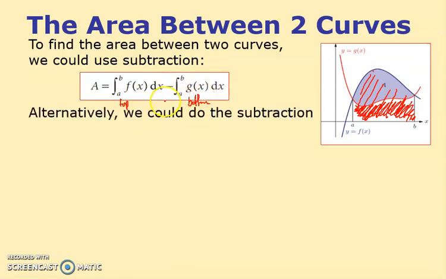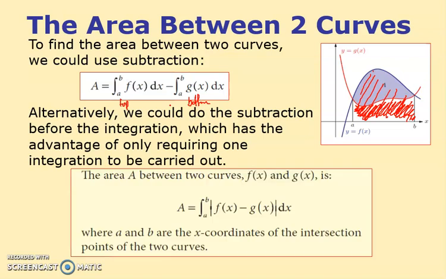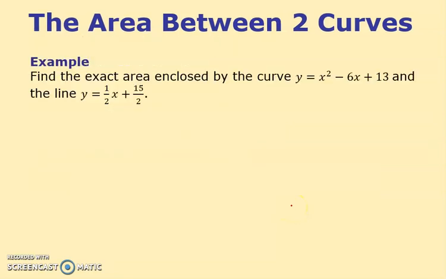Now, the alternative is to do the subtraction before you integrate, and it definitely has an advantage of only requiring one integration. And if I write it like this, perhaps you can see it more clearly. It's the f of x minus the g of x. Now, you've got these modulus signs, which basically try to ignore the fact that some bits are underneath or above the axis, and it basically carries it out in a really nice, easy way. So we're going to try and do that in this section of work.